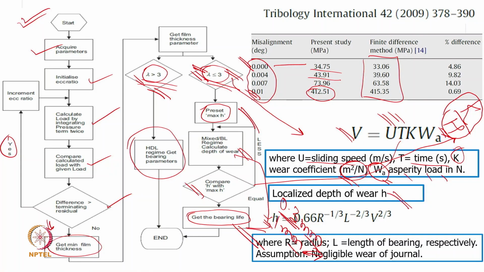Now based on this we use a curve fit equation, we say localized film thickness can be given as 0.6 R to the power 1 minus 1 by 3, length to the power minus 2 by 3, and this is a wear volume, in this case 2 by 3. So this has been clearly mentioned, but the assumption is that wear of the journal surface is negligible. In an actual case, there is a possibility of journal wear also.